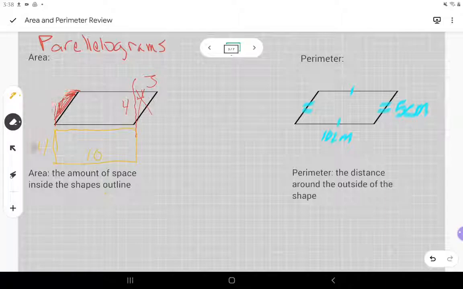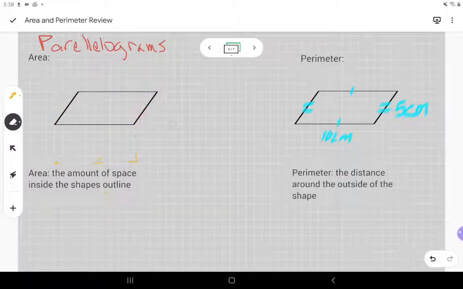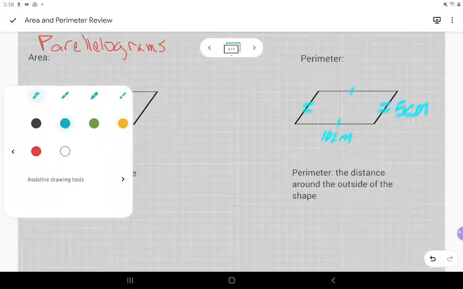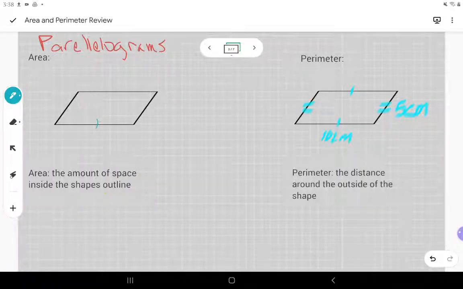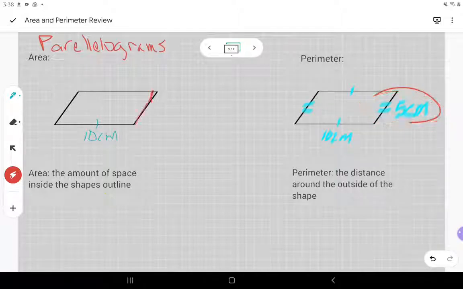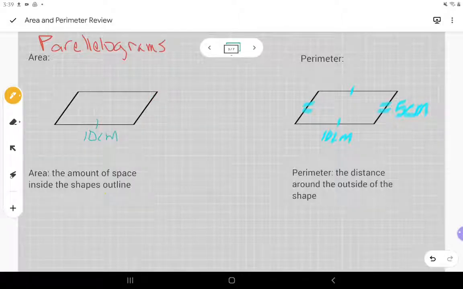So when I'm looking to find area of a parallelogram, what I need is this side length here, the base, which in this case is 10 centimeters. And then if you look over here, I've got 5 centimeters along the outside for this line. But when I'm looking at area, I don't care about this slanted line. What I need in order to do area is a 90-degree angle that goes from the base, or the bottom, up to the top. And that is what's going to give me my height.